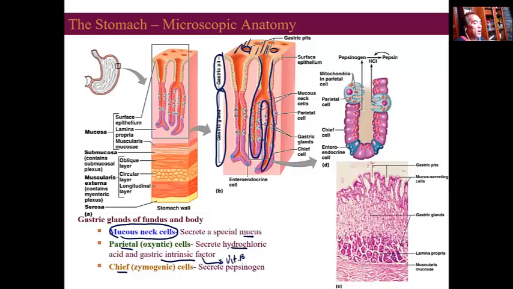Now, another cell that secretes pepsinogen, which is an enzyme for protein, is called the chief cells. So those are the three cells that produce a secretion within those gastric glands below the pits. They're called mucus neck cells, which secrete special mucus. Parietal cells secrete hydrochloric acid and the gastric intrinsic factor, and the chief cell is the one that secretes pepsinogen, which is an enzyme for protein digestion. So those are the cells located in those glands deep down from the pits.